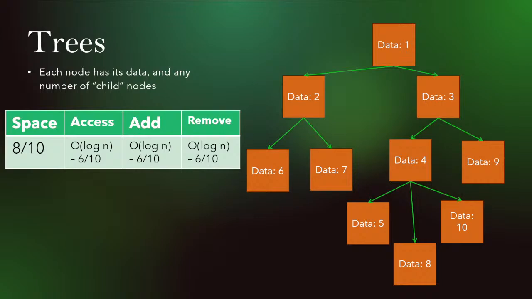Access, we're going to give 6 out of 10 because, for example, with a binary search tree, you don't have to go through every single node. You just have to know which child node to go to. Same with adding and removing. You can easily go down a certain path to add or remove the one you're looking for.